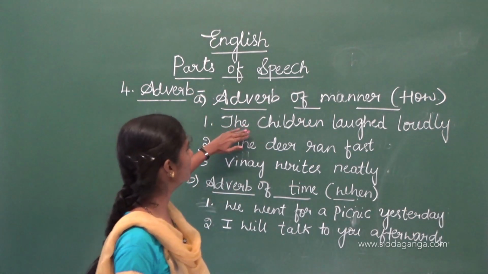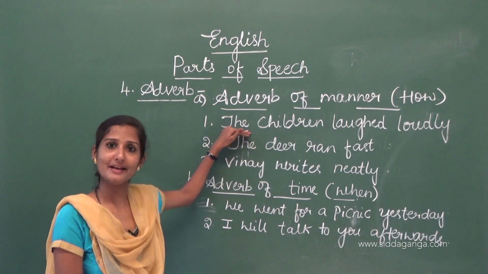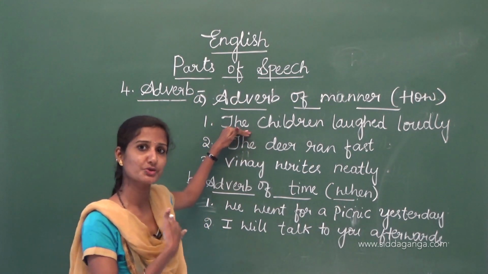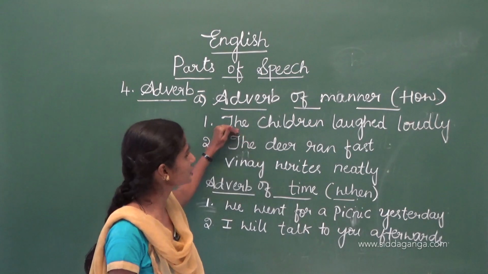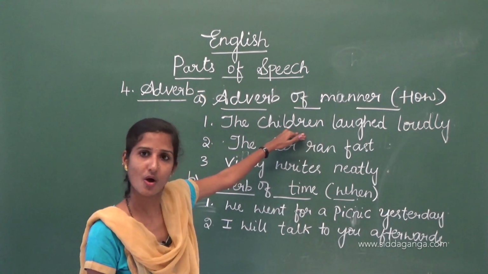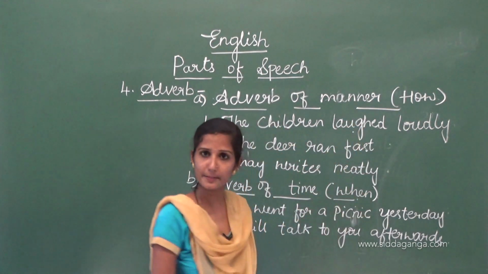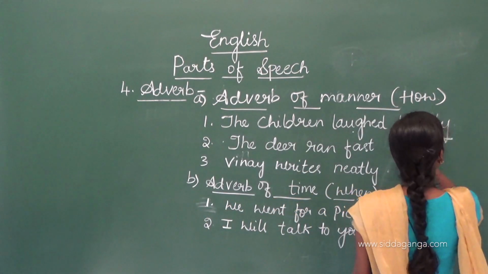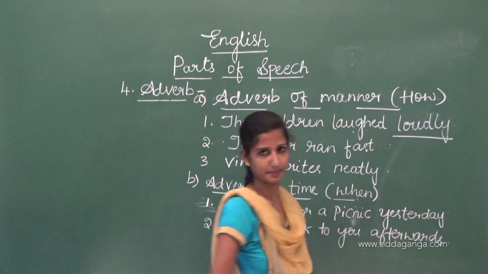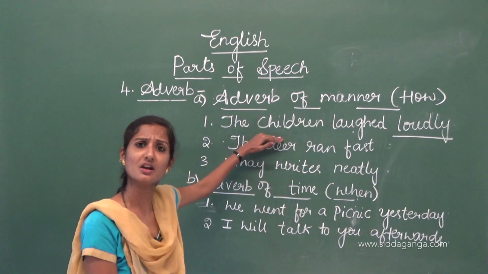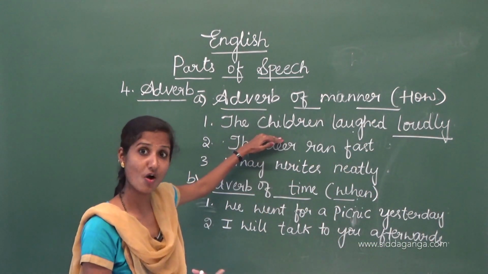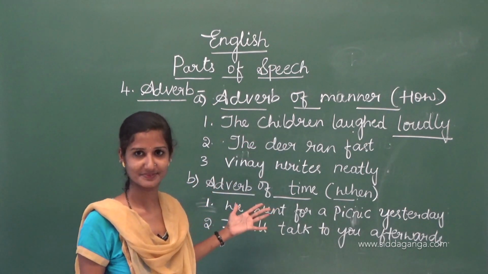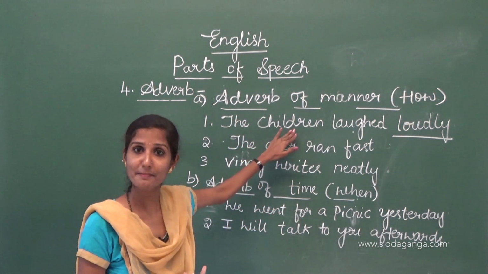Okay. So here adverb of manner. Manner means the way how the activity is going on. So the children is the noun. Okay. Laugh is the verb. It is showing an action. Okay. Loudly is an example for adverb. How the children are laughing? They are laughing loudly. The manner here we are coming to know.